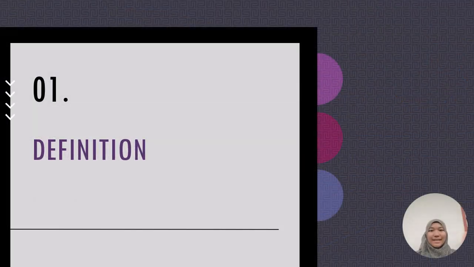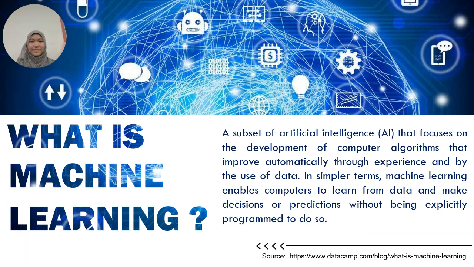Okay, so now let's see the definition of machine learning. In simple terms, machine learning enables computers to learn from data on how to make decisions or predictions without being explicitly programmed to do so.